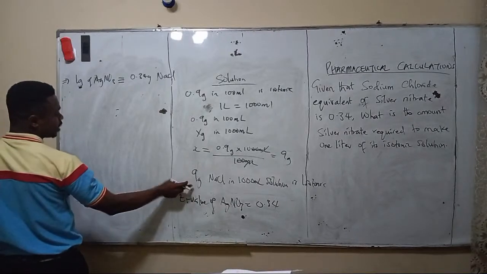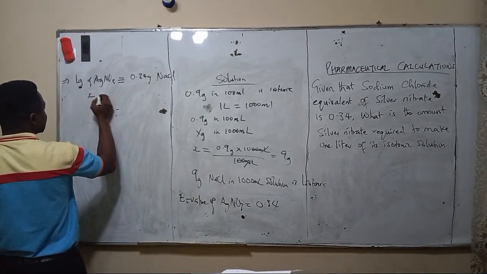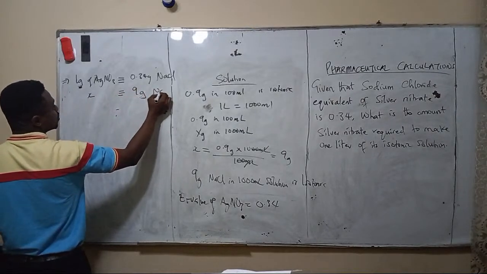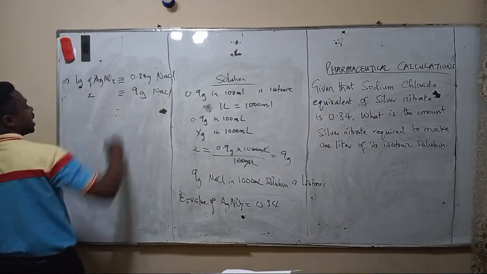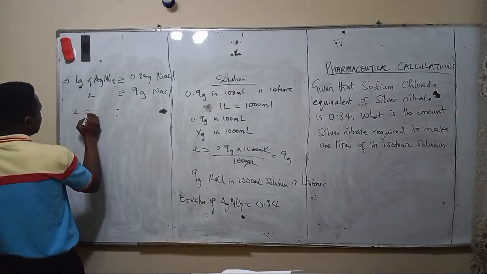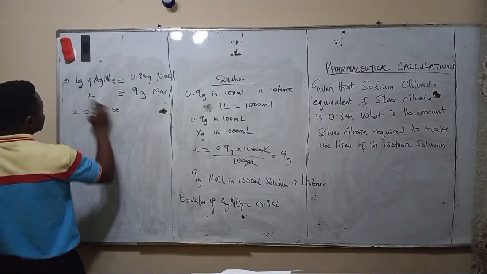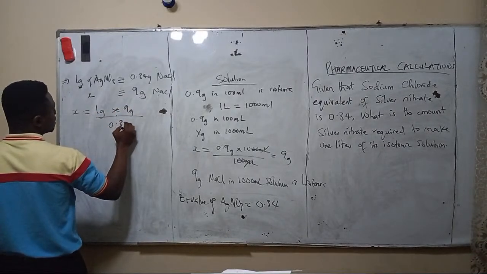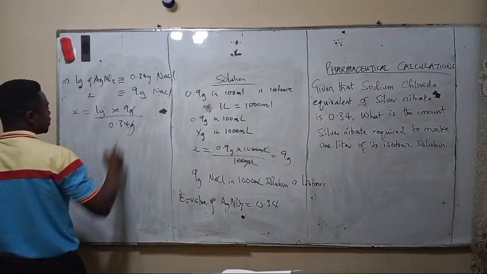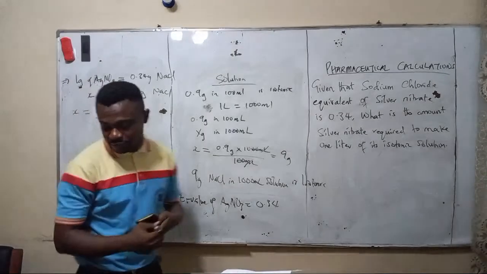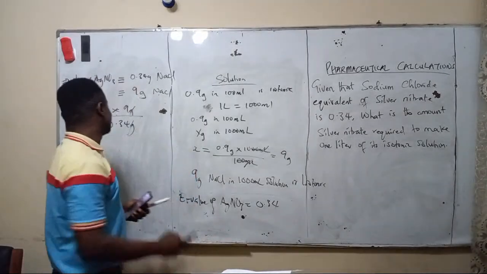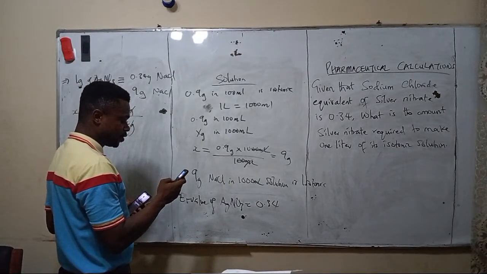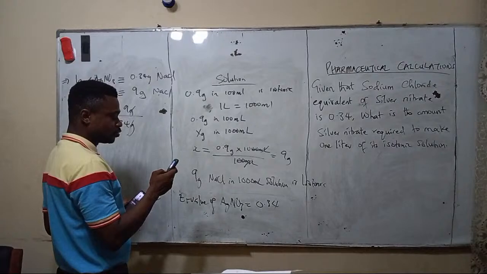Therefore, let's move this sodium chloride to silver nitrate. Therefore, X gram of silver nitrate will now be equivalent to 9 gram of sodium chloride. Let's cross multiply and find X. X will now become 1 gram times 9 gram all over 0.34 gram. Gram will cancel gram. 1 gram times 9 gram is 9 gram. 9 gram divided by 0.34. 9 divided by 0.34, the answer is what?